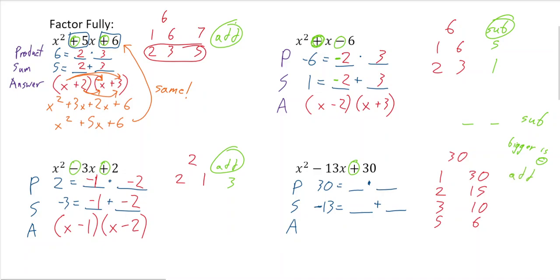Okay, so when we add this, we get 11, that doesn't work. We get 13, that does work. We get 17, and we get 31. Therefore, it must be 3 and 10, but because it gives you negative 13, it'll be negatives everywhere. So our final answer is x minus 3 and x minus 10.